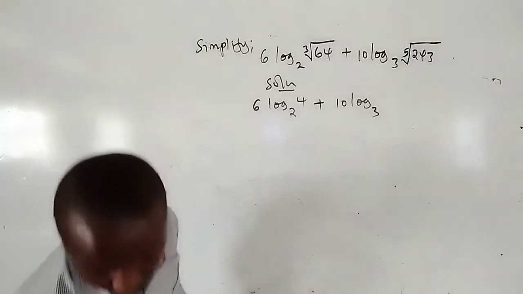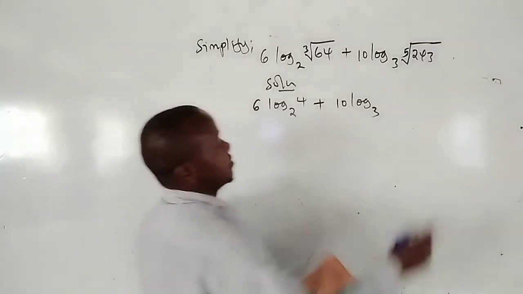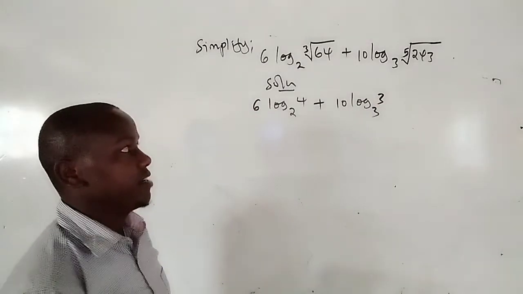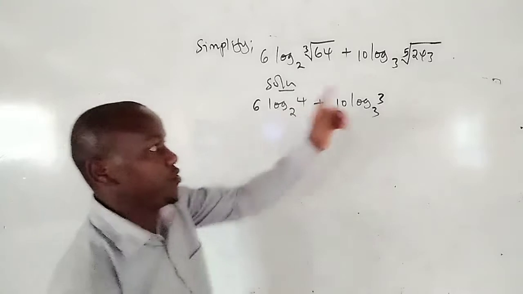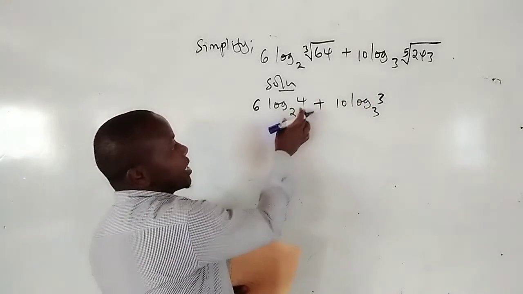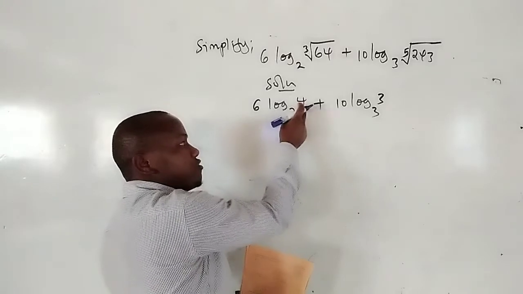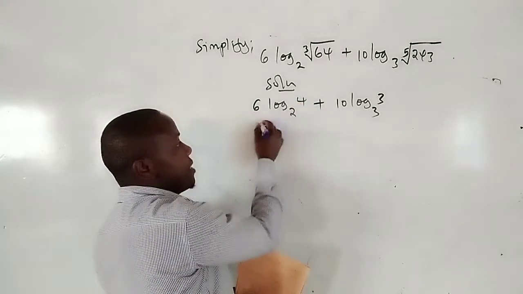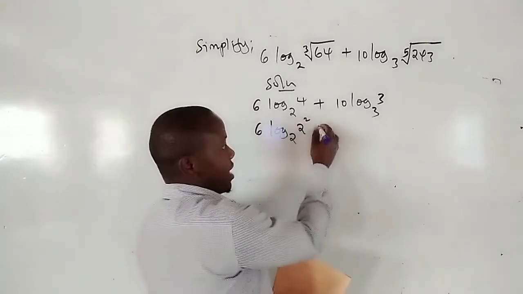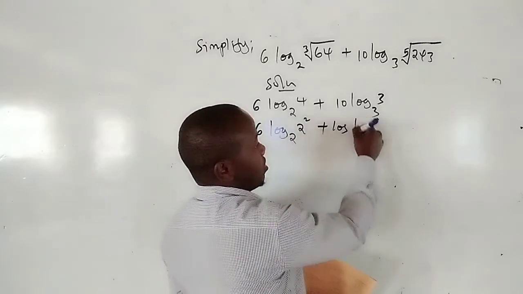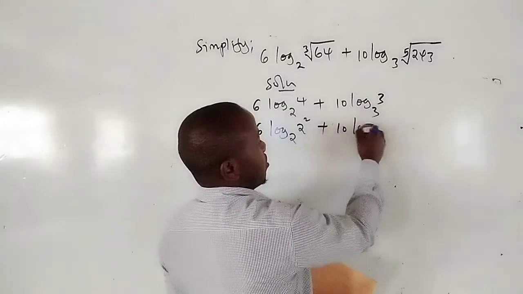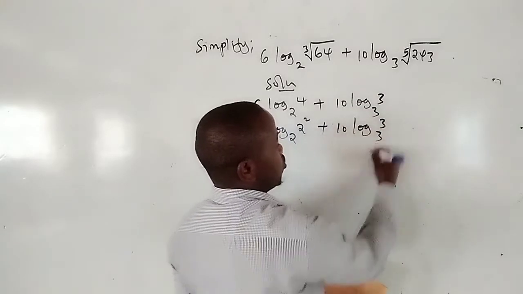3 power 5 is equal to 243, meaning the fifth root of 243 is 3. Therefore, now with that, this one can be simplified to base 2, meaning that 6 log 2 squared plus the log 10 of 3 to base 3.